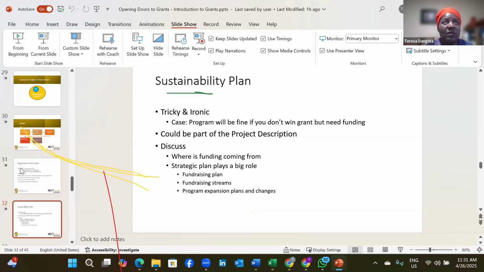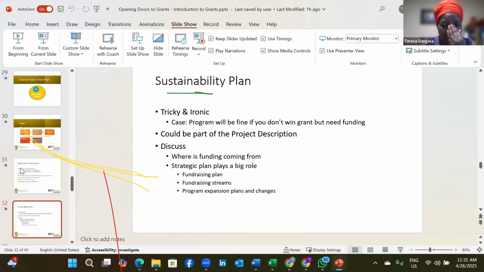What do you want to talk about in the sustainability plan? You want to talk about where the funding is coming from. Strategic plan plays a big role when it comes to this. What are your fundraising plans? What are your fundraising streams? Remember I was talking about diversifying. This is where you start, where you shine, and talk about how you have diversified your income, your fundraising streams.